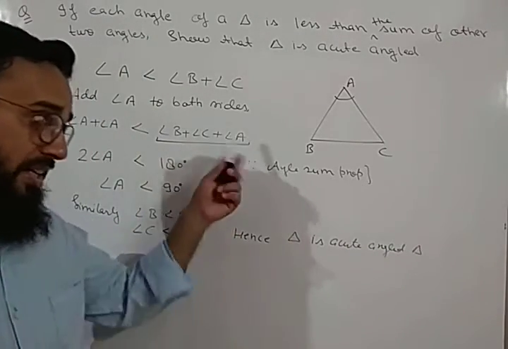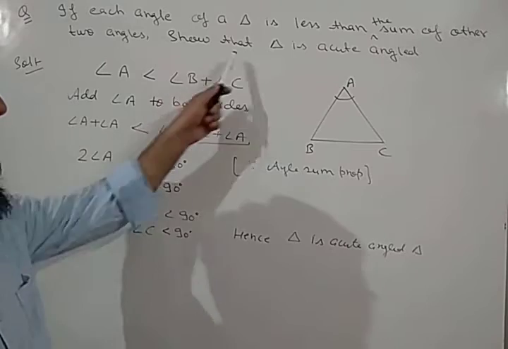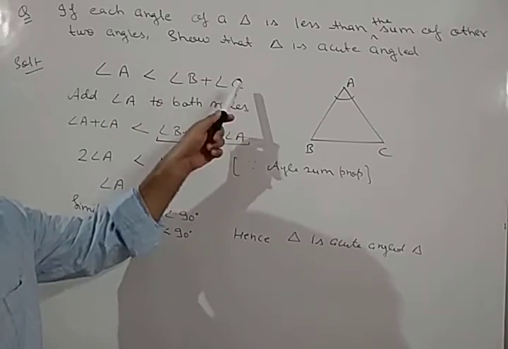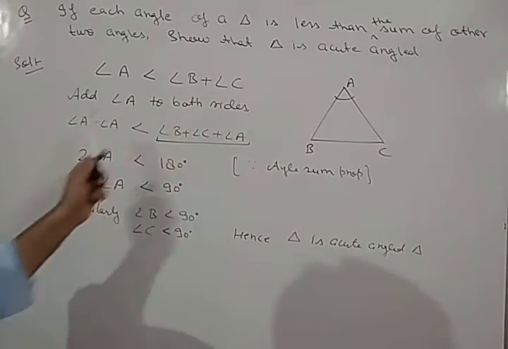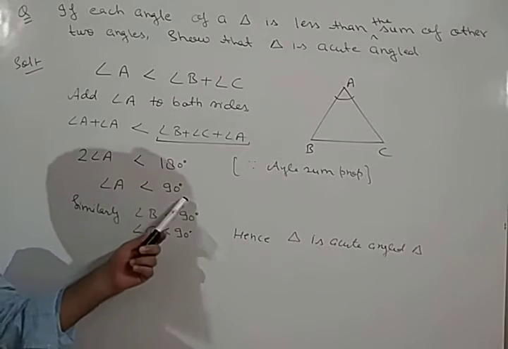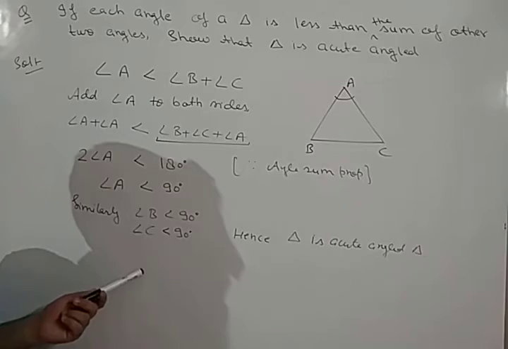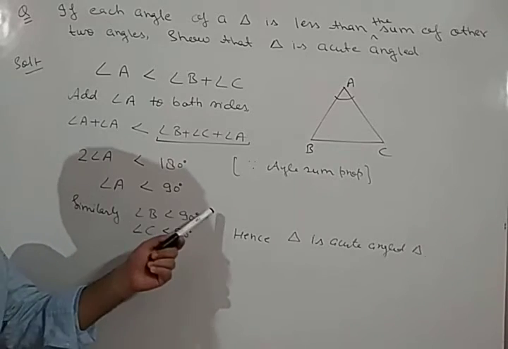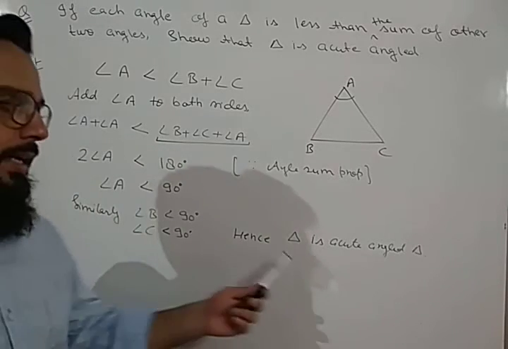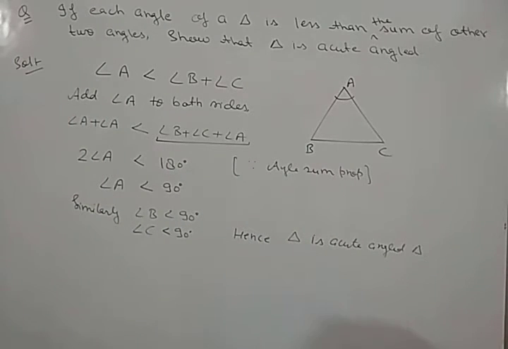Understood? So very simple question. The condition which is given, we have used that condition only. Angle A less than B plus C. We have added angle A to both the side. We get angle A less than 90. Similarly, we can prove for B and C. You need not prove for B and C. You can write similarly, angle B less than 90 and angle C less than 90. Hence, the triangle will be acute angle triangle.